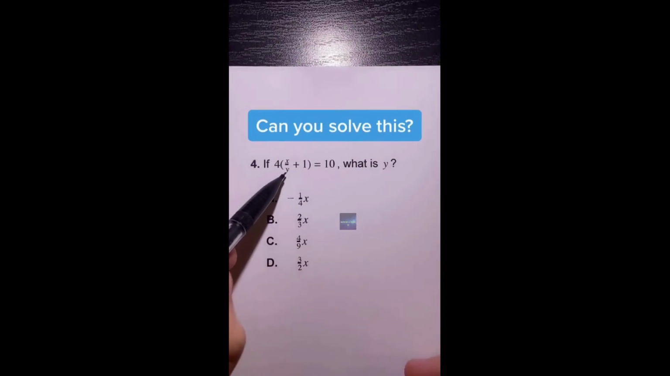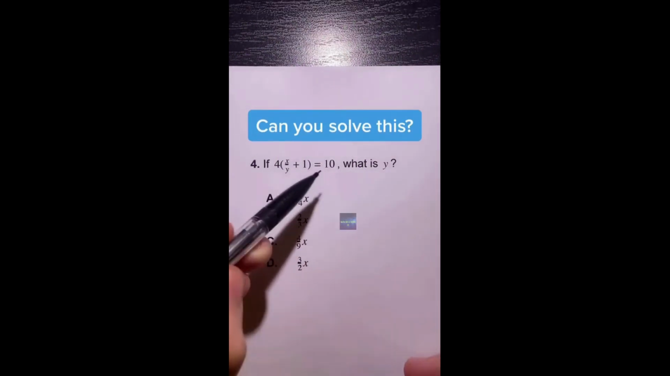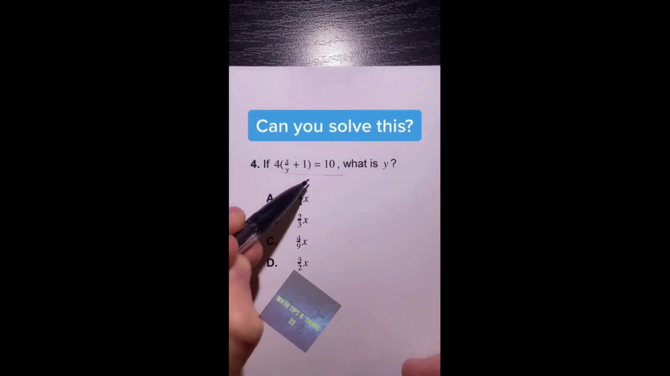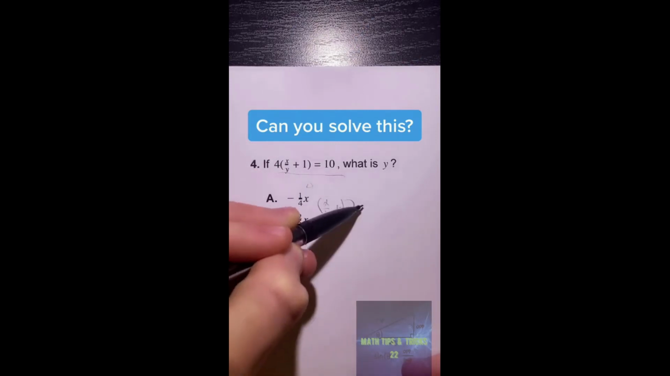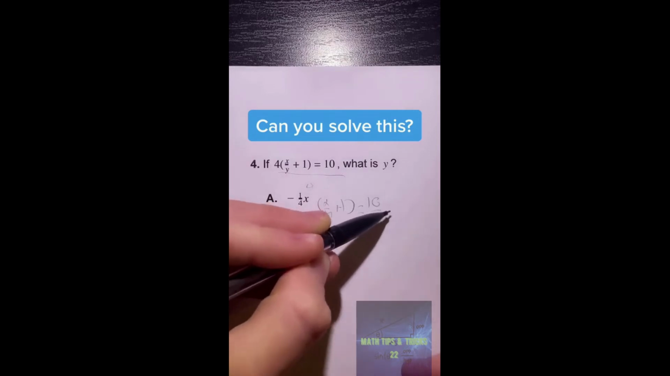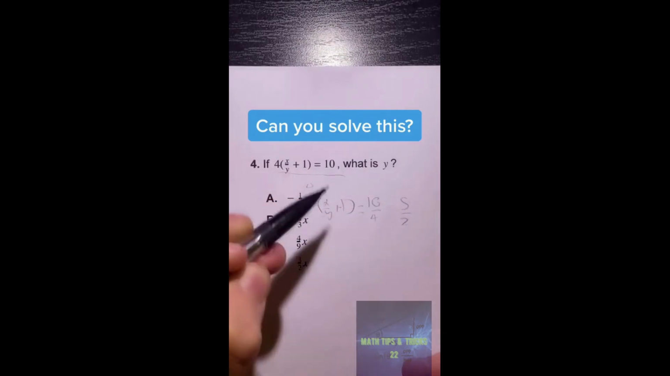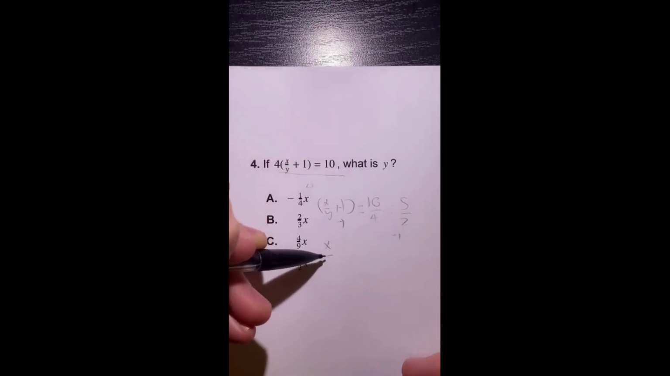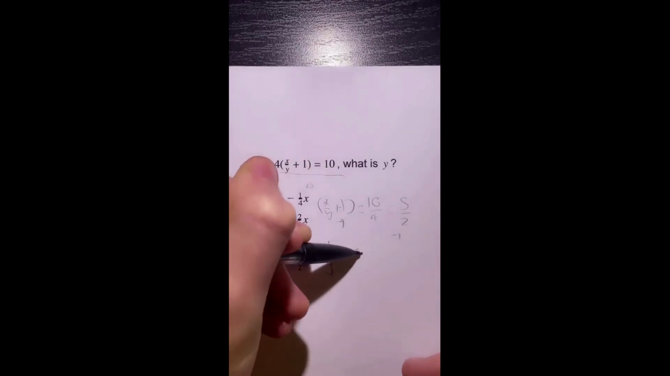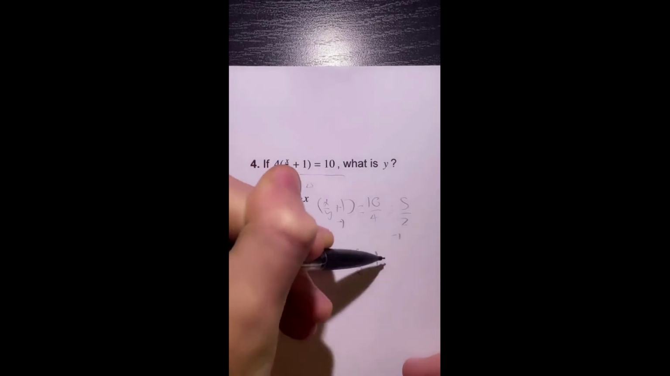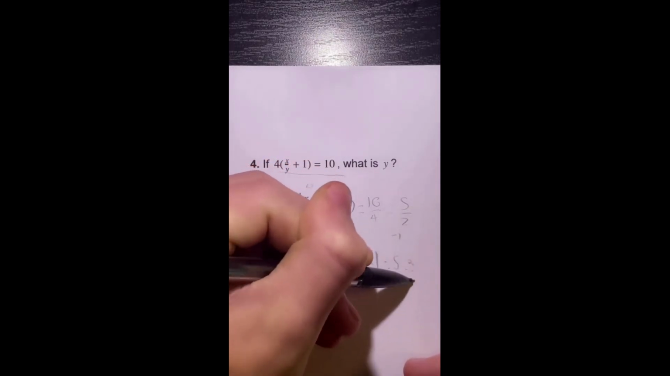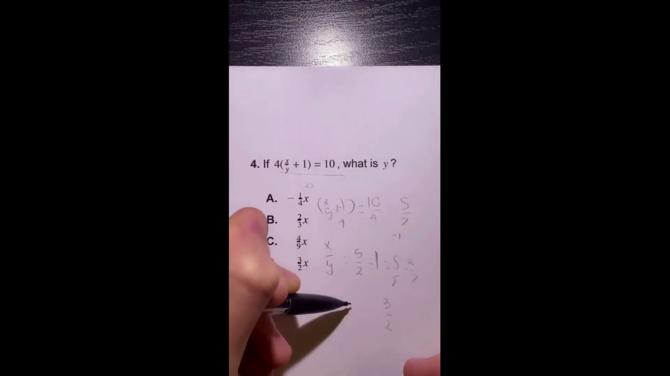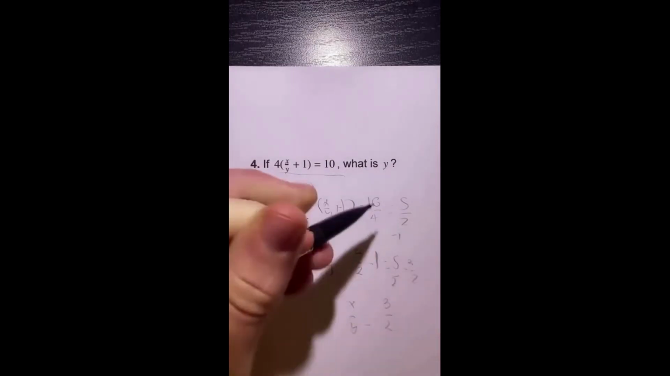If 4 times x over y plus 1 is equal to 10, what is y? All right, so first we're going to get rid of this 4. To do that, we can divide each side by 4. We get x over y plus 1 is equal to 10 over 4, which is just equal to 5 over 2. So we can just subtract 1 from each side to get x over y on its own. We get x over y is equal to 5 over 2 minus 1, which is equal to 5 over 2 minus 2 over 2, which is just 3 over 2. So x over y is equal to 3 over 2.